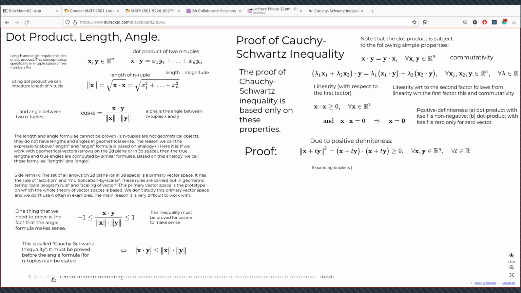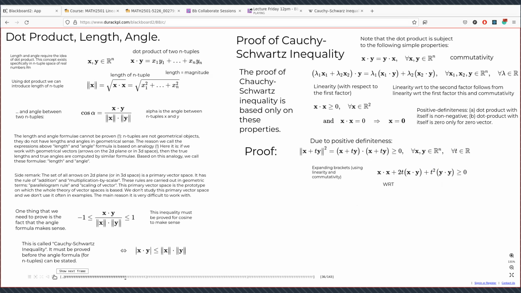My second step, I will expand this. Thanks to linearity and commutativity, I can basically expand the brackets like with numbers. That's my expansion: x dot x, y dot y times t squared, and the mixed terms, x with y and y with x, which is 2t times x dot y. Because this equals the original expression, I can claim that this is non-negative.